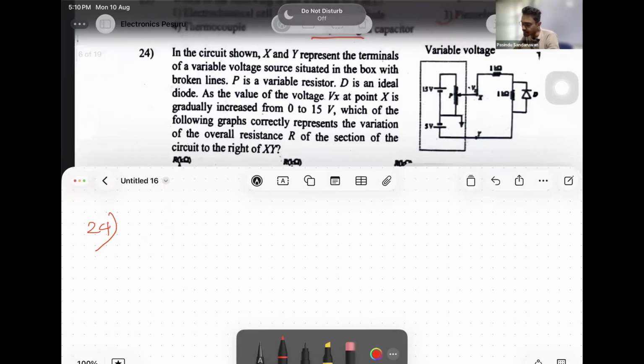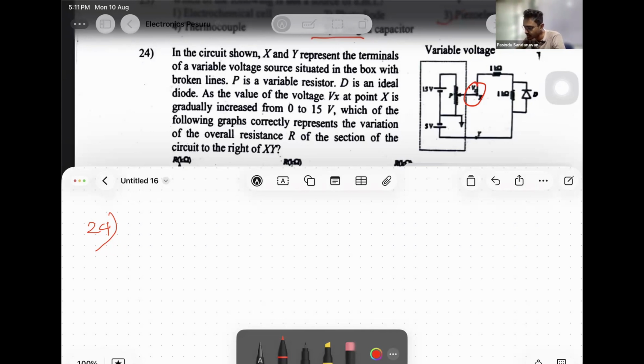In the circuit shown, X and Y represent the terminals of a variable voltage source situated in the box with broken lines. P is a variable resistor. D is an ideal diode. As the value of voltage Vx at point X is gradually increased from 0 to 15, which of the following graphs correctly represents the variation of the overall resistance R of the section of the circuit right of XY? Okay.